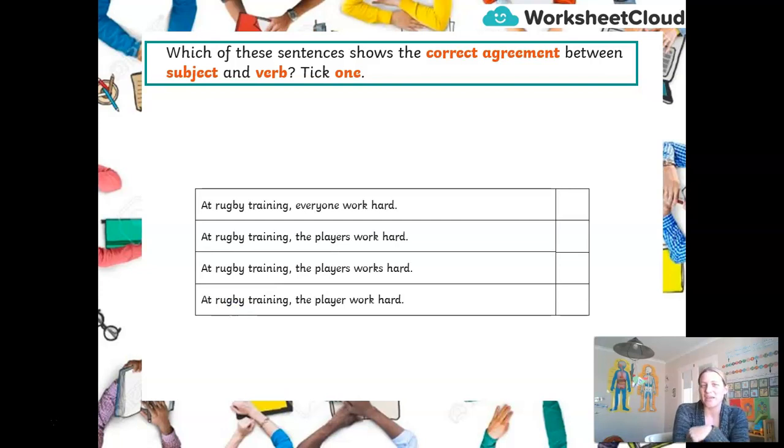Here we go. At rugby training, everyone worked hard. Sorry. I almost gave it away, didn't I? At rugby training, the players work hard. At rugby training, the players works hard. At rugby training, the player work hard. Which one is grammatically correct where the subject and the verb agree? Look carefully. Can you identify the verb in each sentence?